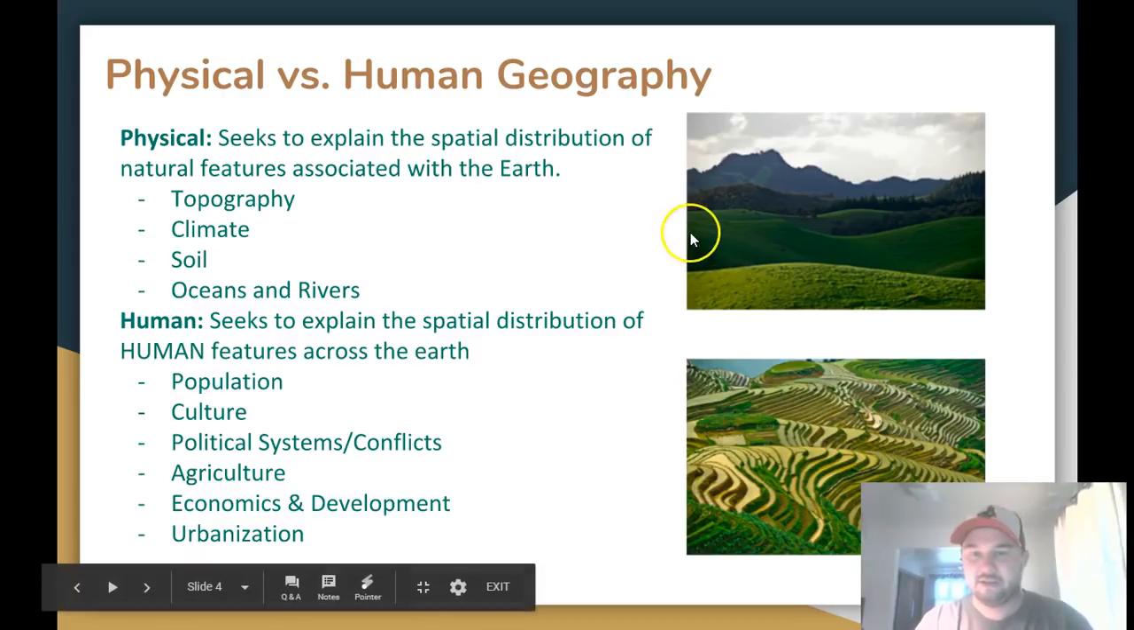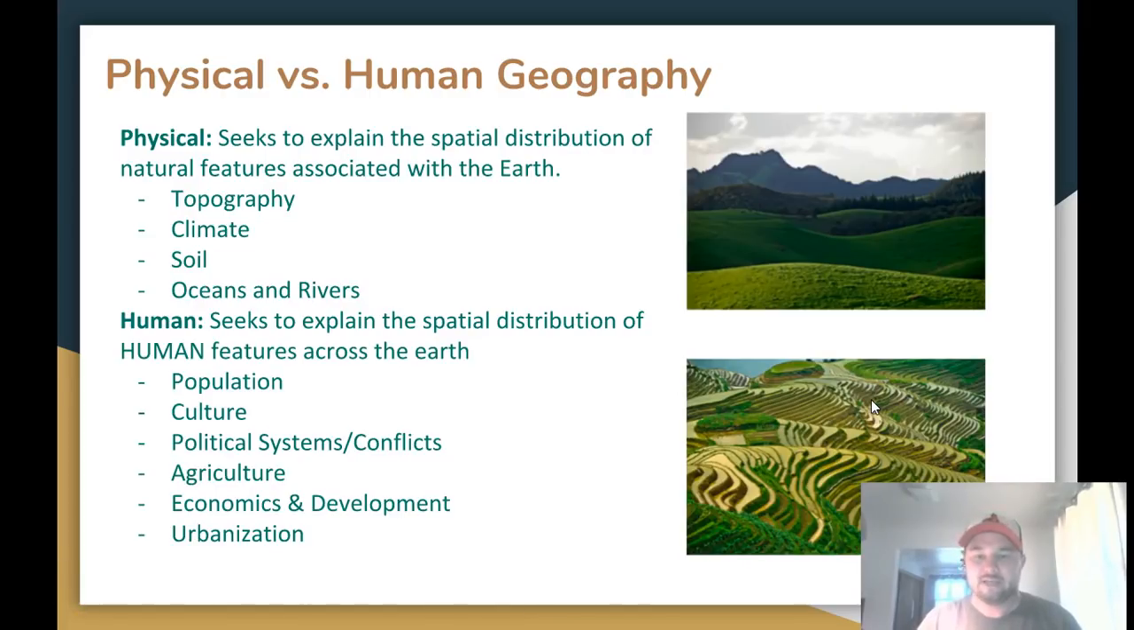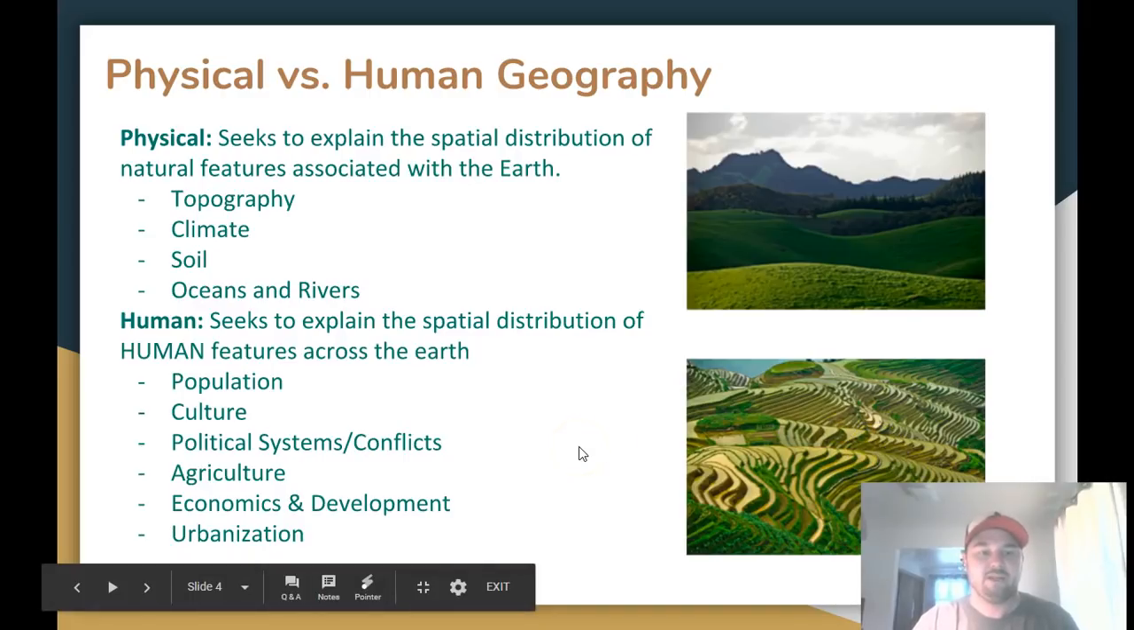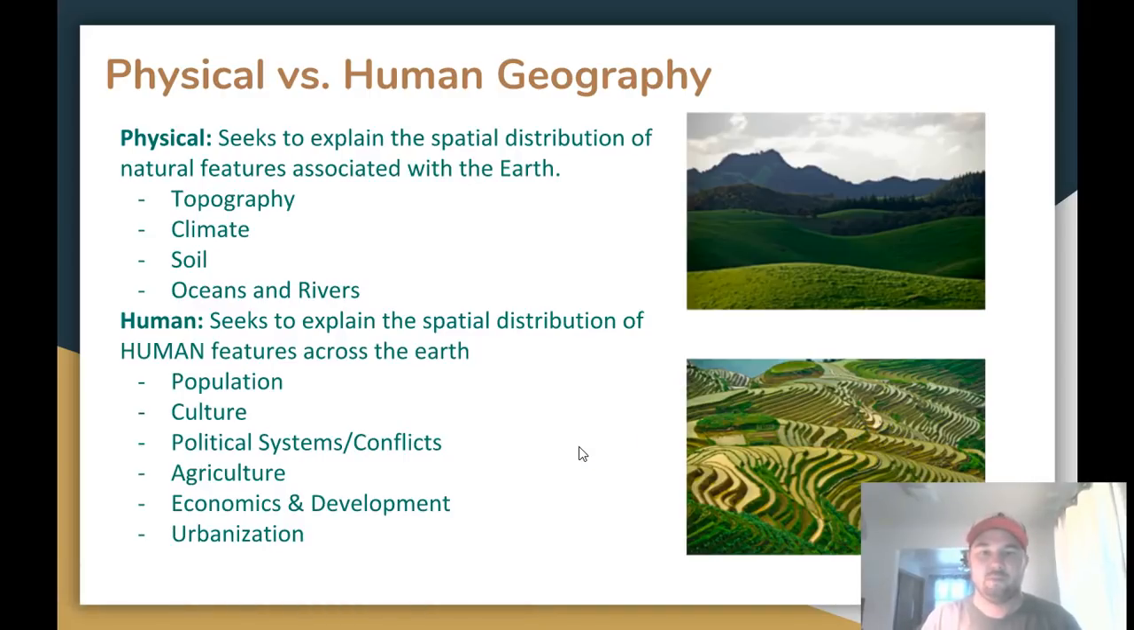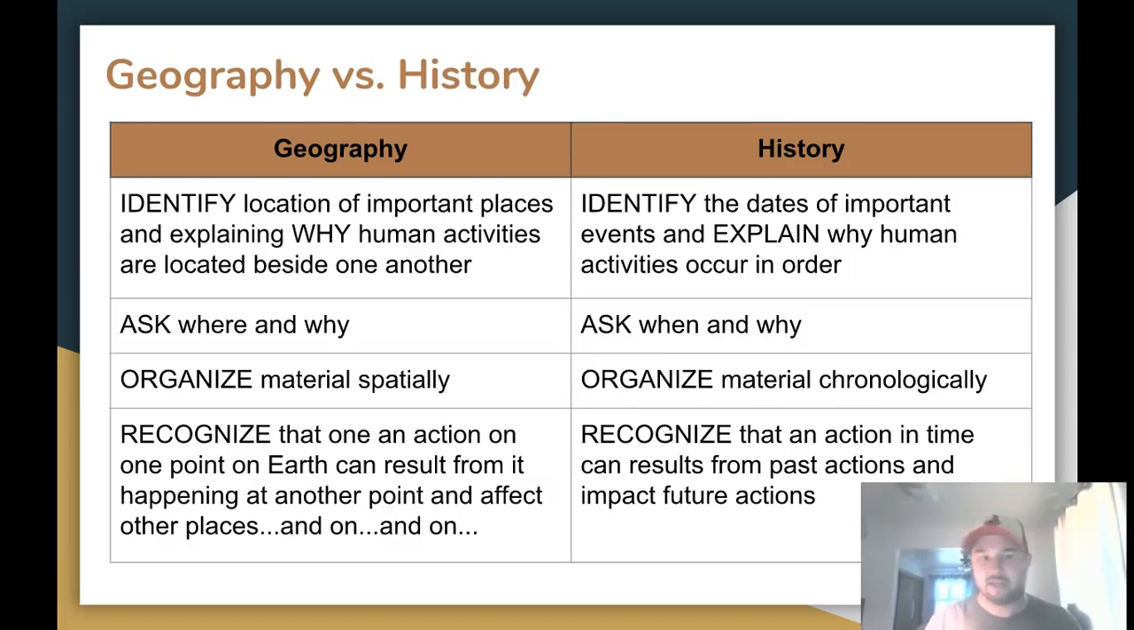So as you can see here, this is kind of all natural. This was natural until humans got control of it, and now you can see the human input on the land there with the terraces. But again, human geography is simply just the human way of life or the human culture or the human imprint on the earth.